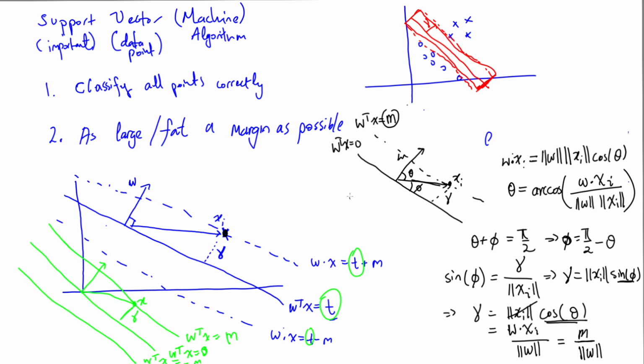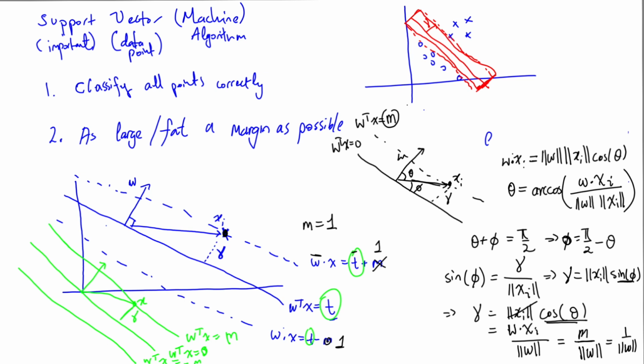Now, what's common is to note that it doesn't actually matter what the value of m is, because we're able to rescale W and t to any value we want. Okay, so we can actually fix m equals to 1. So you'll always see basically this as t plus 1, t minus 1, and that gives us a margin of just 1 over the length of W.